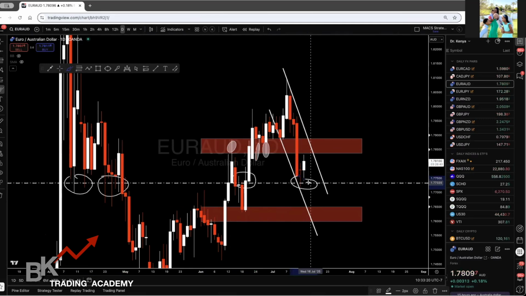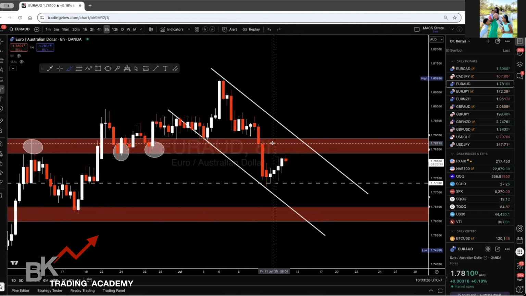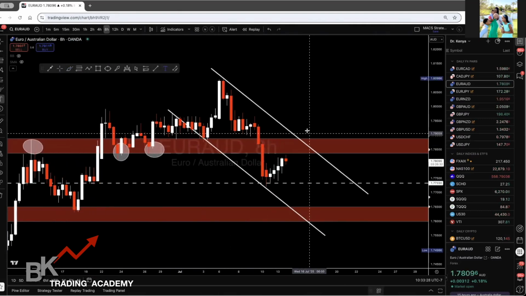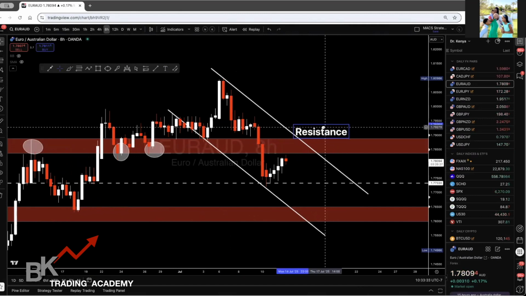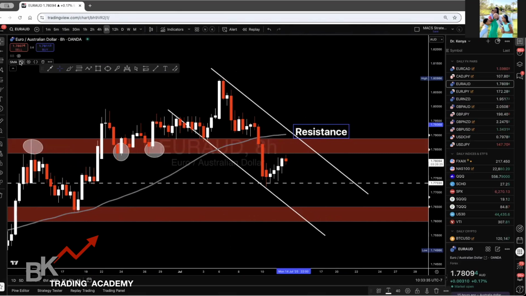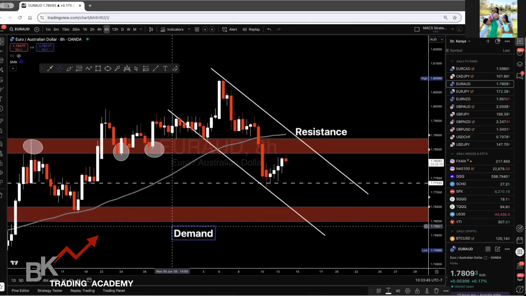So this is our correction that's happening right now on the lower time frame, and so we can prepare ourselves as intraday traders to short this zone. This is going to be your resistance level right here at the top of your channel. You'd want to see that price stays below the 50-period moving average, which aligns nicely with our resistance zone. And then we have our demand buy zone here at the bottom.